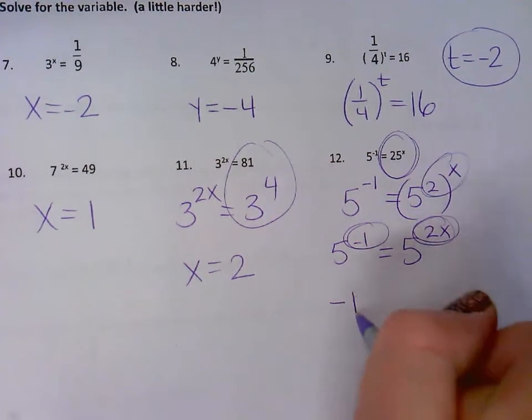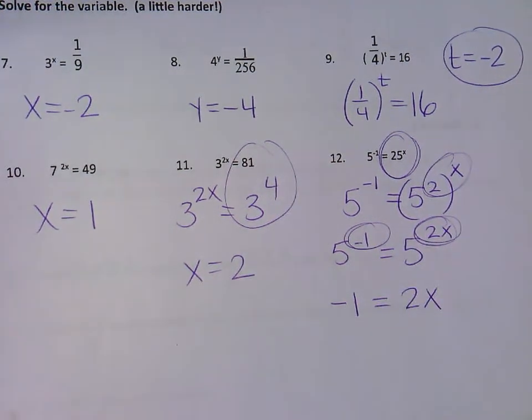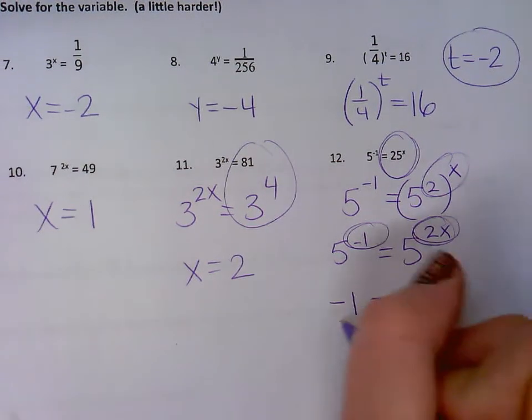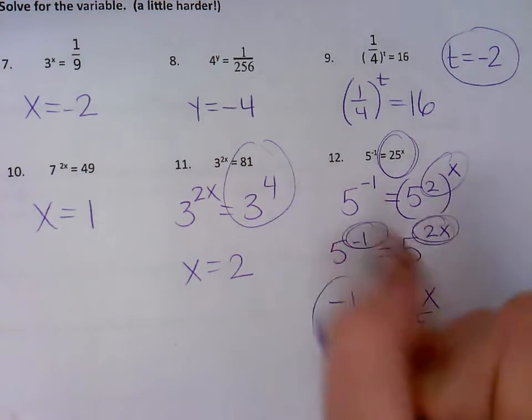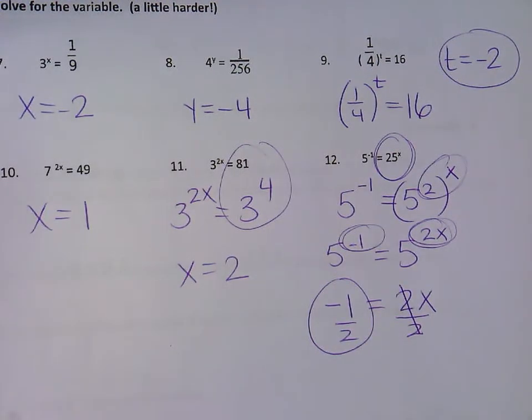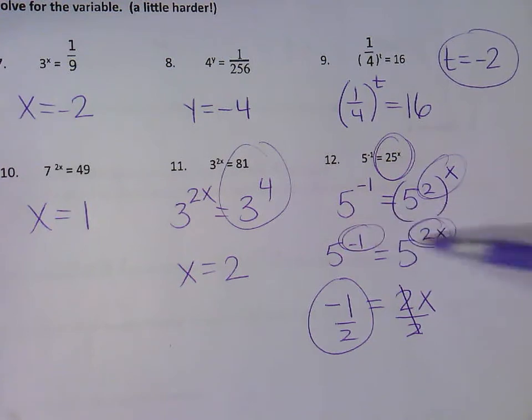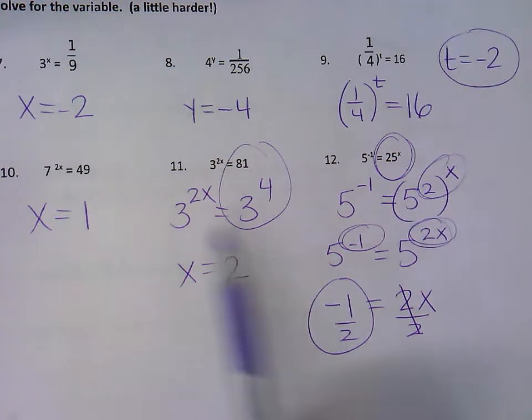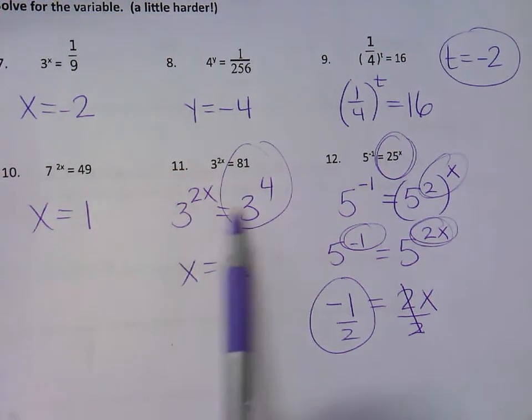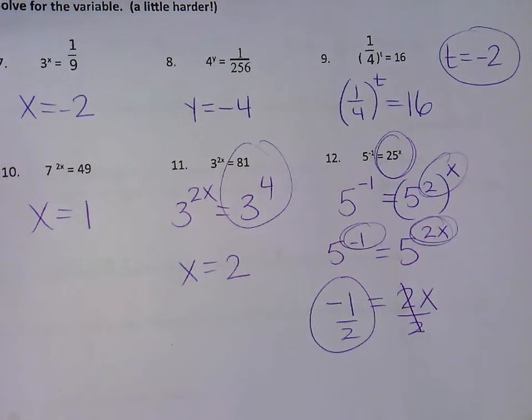So how am I going to make negative 1 equal 2x? Or how am I going to make 2x equal negative 1? How would I solve that for x? Yeah, divide by 2, right? So x would have to be negative 1/2. I couldn't have gotten that myself from the beginning. Maybe you could have, but I like to make the bases the same so that I can just worry about the exponents. Kind of like over here, if the bases were the same, 2x would just equal 4.